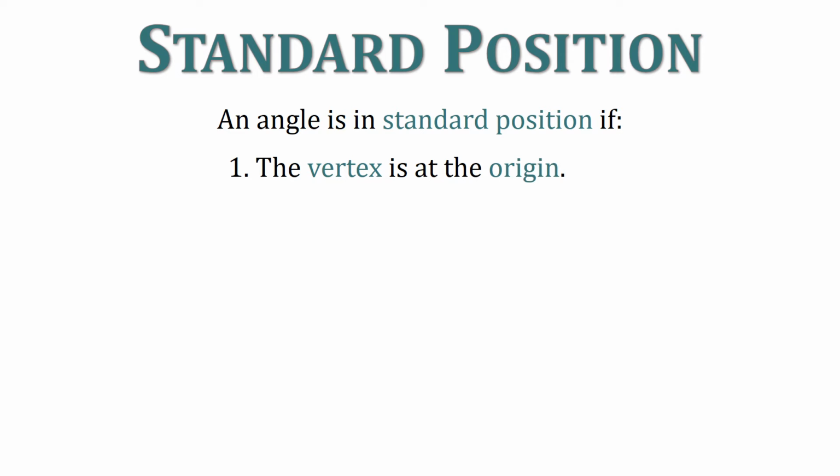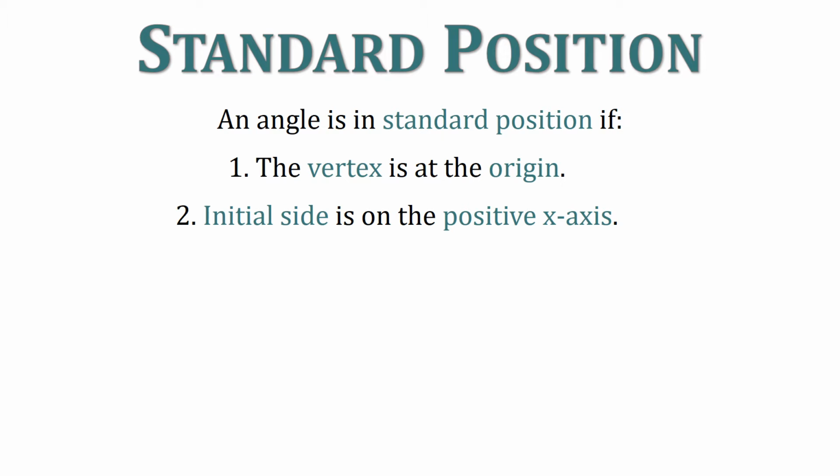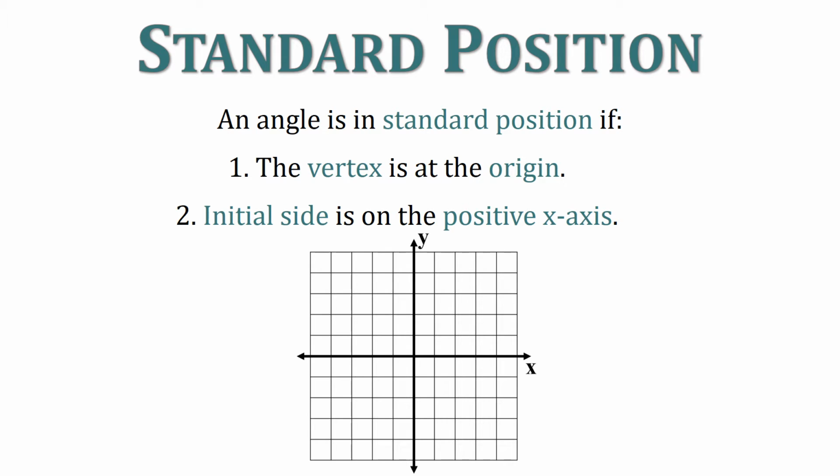Let's discuss angles in standard position. Standard position is whenever the vertex is at the origin and the initial side is on the positive x-axis. So here we have our graph. There is our initial side, our first ray. We are going to rotate this. Now we have our terminal side. So our initial side is on the positive x-axis and our vertex is at the origin. So this angle you see here is an angle in standard position.